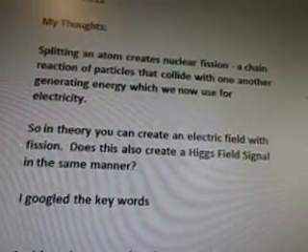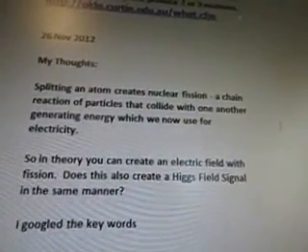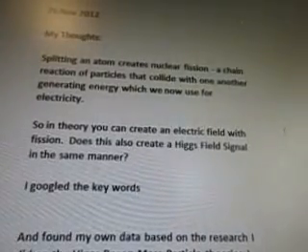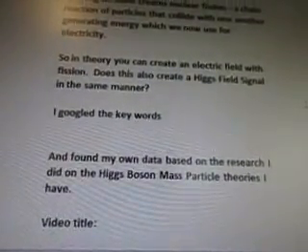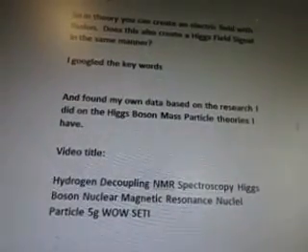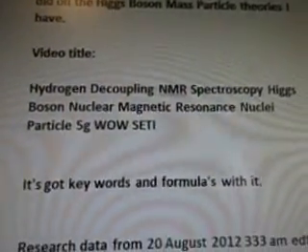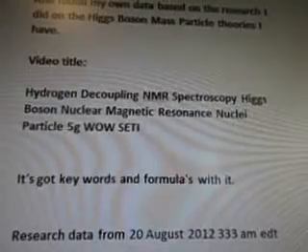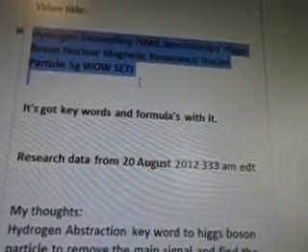Splitting an atom creates nuclear fission, a chain reaction of particles that collide with one another, generating energy, which we now use for electricity. So in theory, you can create an electric field with fission. Does this also create a Higgs field signal in the same manner? I googled the keywords and found my own data based on the research I did on the Higgs boson mass particle theories I have this year. The video title is Hydrogen Decoupling NMR Spectroscopy Higgs Boson Nuclear Magnetic Resonance Nuclei Particle 5G Wow Seti. Okay, it's got keywords and formulas with it.